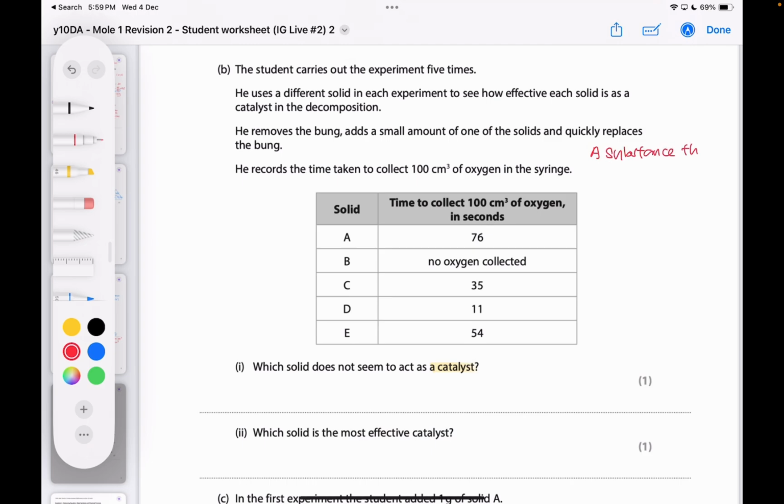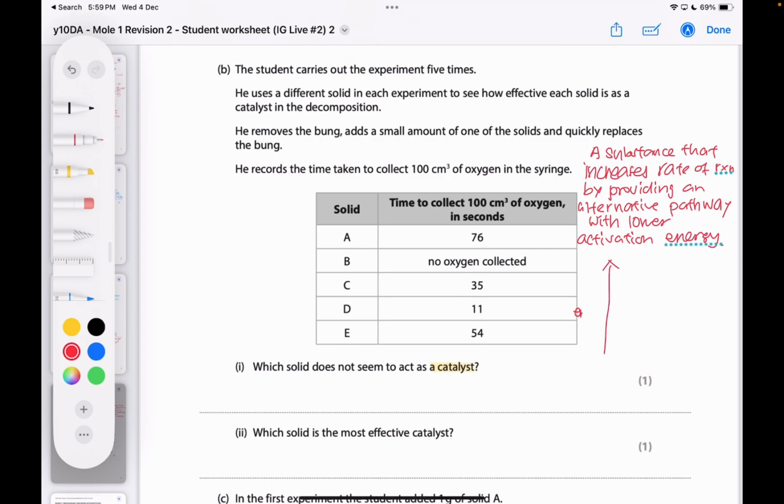A substance that increases the rate of reaction. I'm just going to shortcut things by providing an alternative pathway with lower activation energy. Okay, what this means is, say for example, my y-axis is my energy.